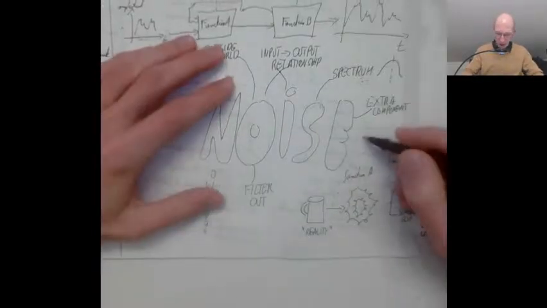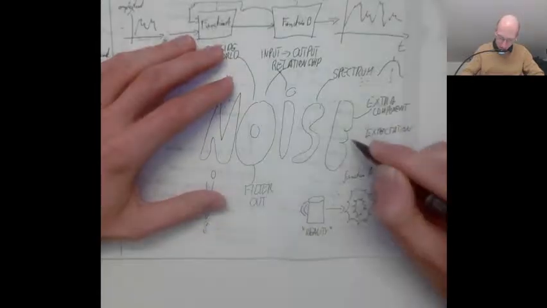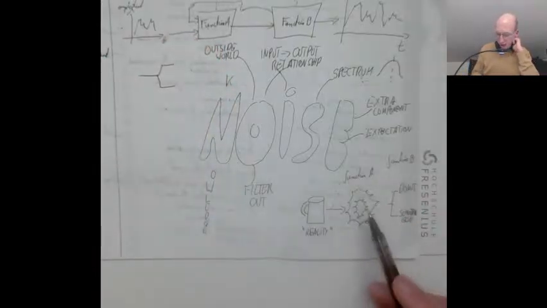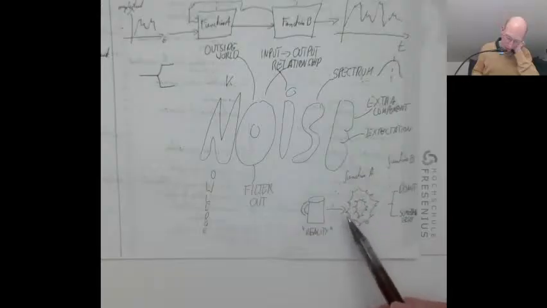Yes, expectation, okay. It is about what I'm expecting. If I'm expecting to get a donut, then it's much easier to recognize this shape here as a donut. If I'm expecting something else, then maybe it's not so obvious. Expectation.